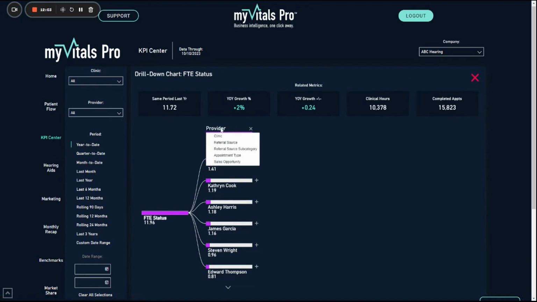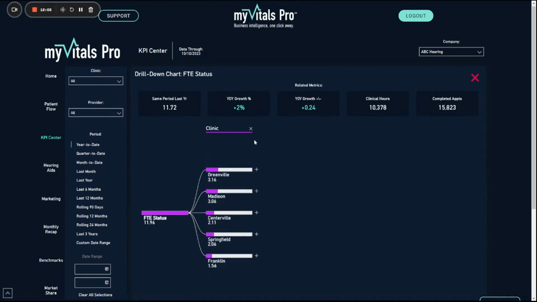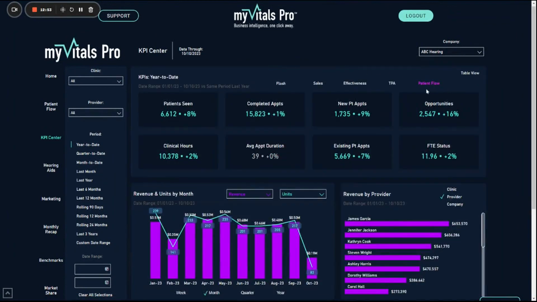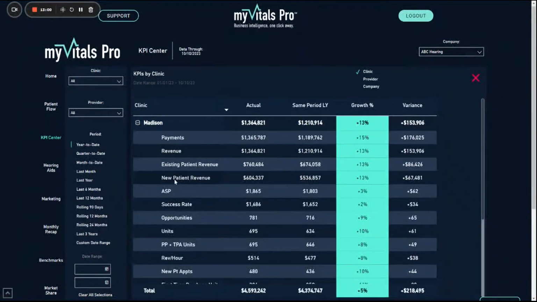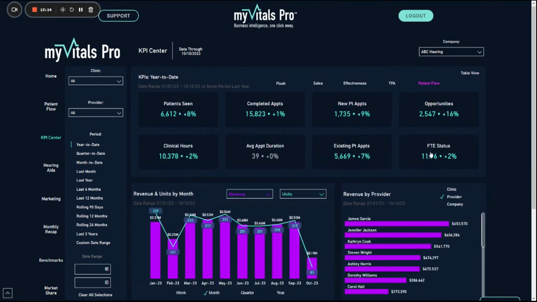You can also split this by clinic to see if you may need to move a not-so-busy provider from a not-so-busy clinic into another much busier clinic for more optimal results. The table view provides you with the same information but in a table format. You can click the plus button on the left to see the list of KPIs and the current and same period last year values for comparison. You're also able to view these by clinic, provider, and company.